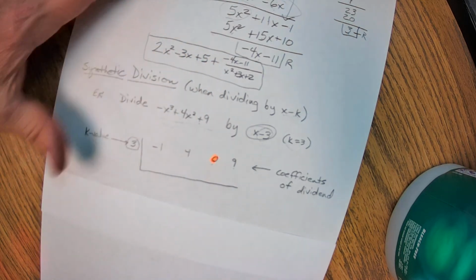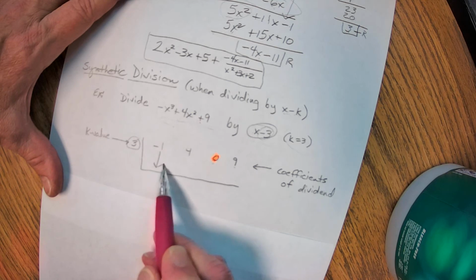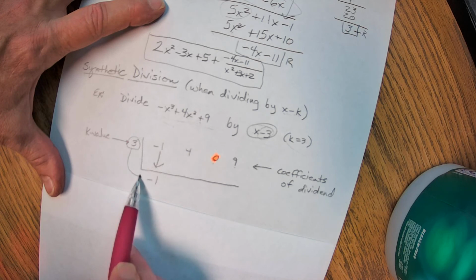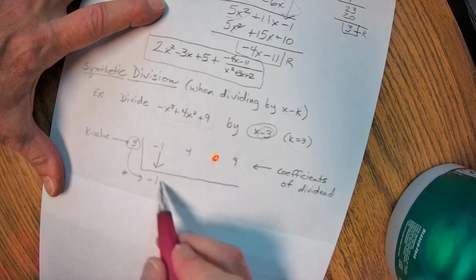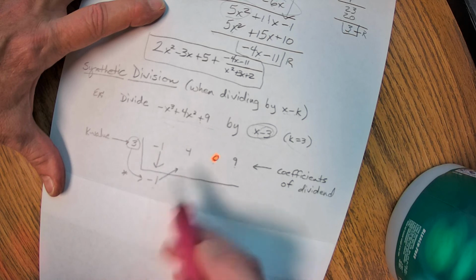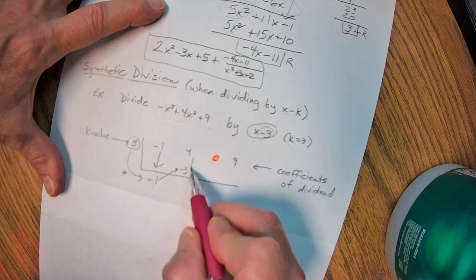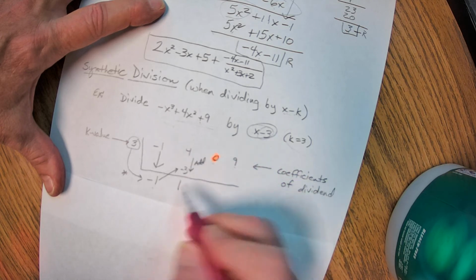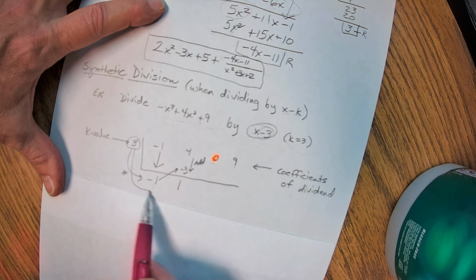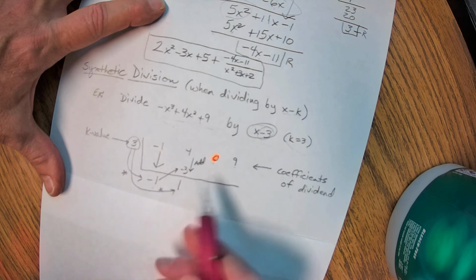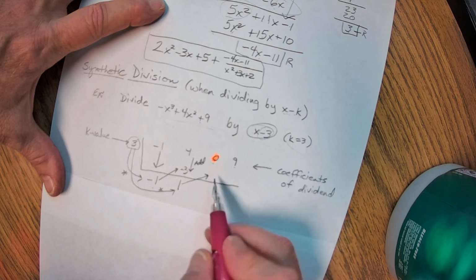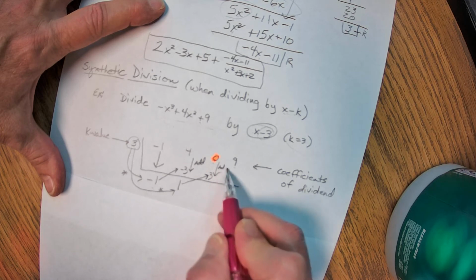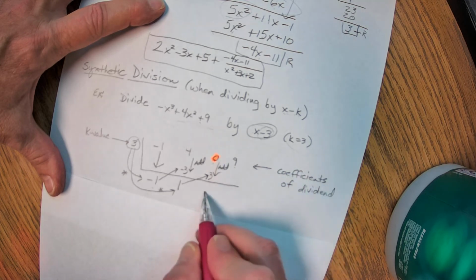Here's the process. You repeat this and write it down right there. You take this number and you multiply it by that, and you put that answer right there. 3 times -1 is -3. And then you add these. 4 plus -3 is 1. And then you multiply that times that and put that answer right there. 3 times 1 is 3. And then you add these. 0 plus 3 is 3.